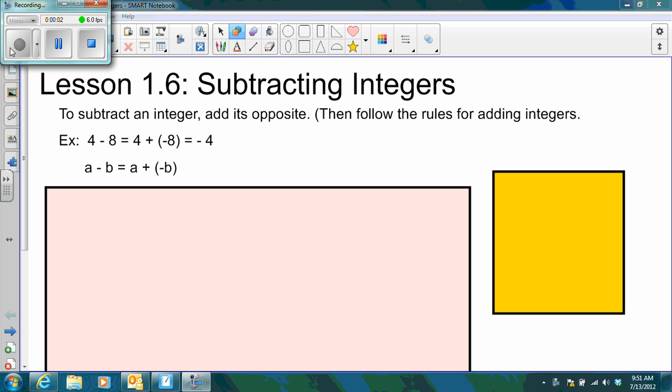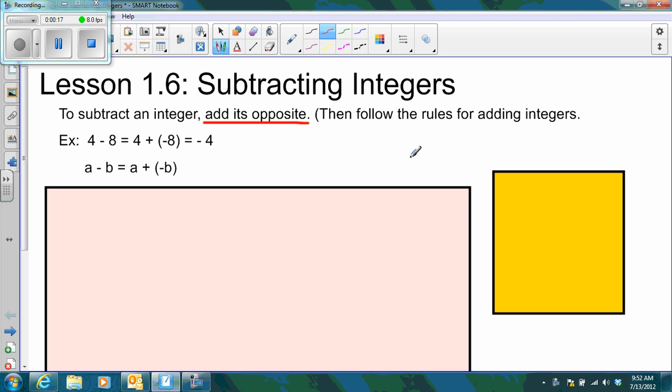Now that we know how to add integers, lesson 1.6 is on subtracting integers. And this can be really easy if you get the idea that in order to subtract an integer, you just need to add its opposite. And then it follows all the same rules that we have for adding integers.